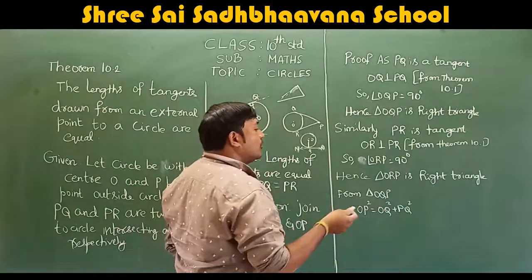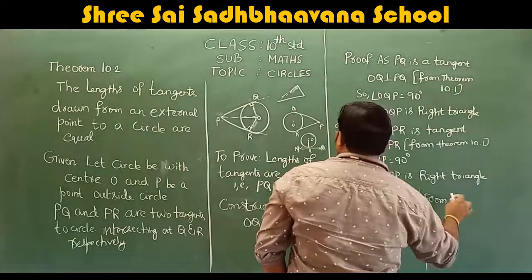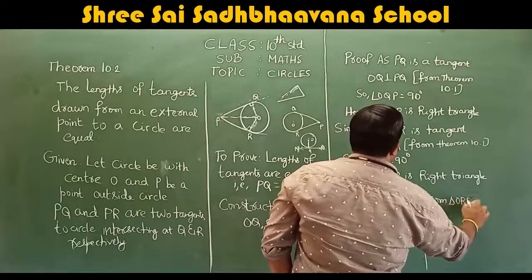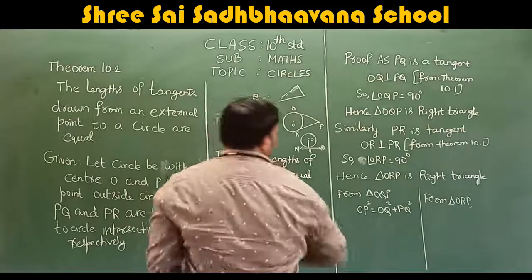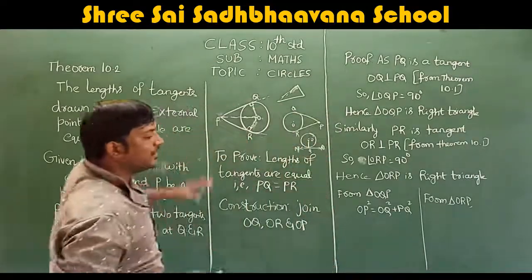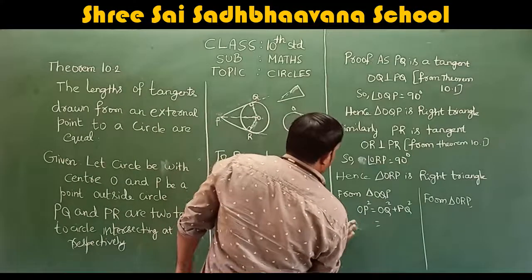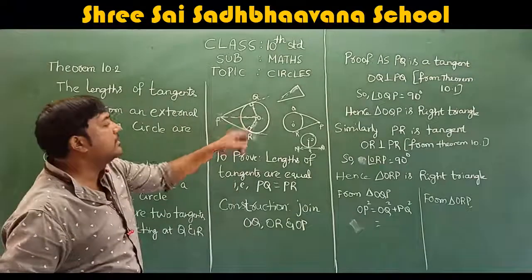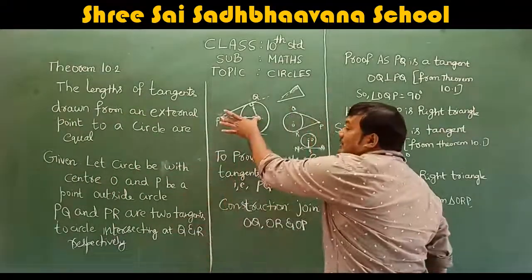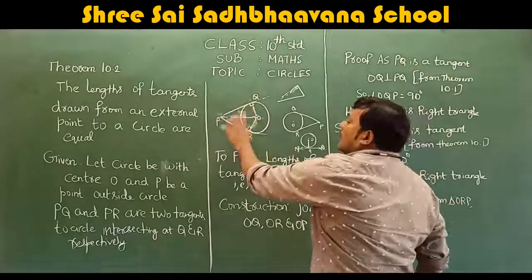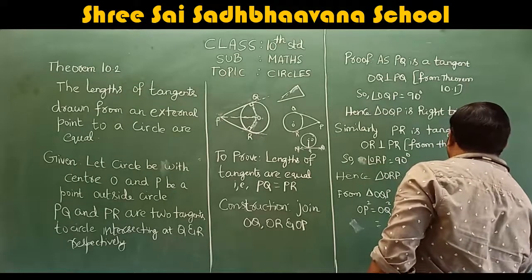And let me consider one more triangle. What is that? Another triangle is what here? From triangle ORP, can I write, again see, OP is the hypotenuse, isn't it? OP is the hypotenuse. From triangle ORP, OP square is equal to, which is the longest side again? Here also OP is the common side, so OP square is equal to OR square plus PR square. Correct?